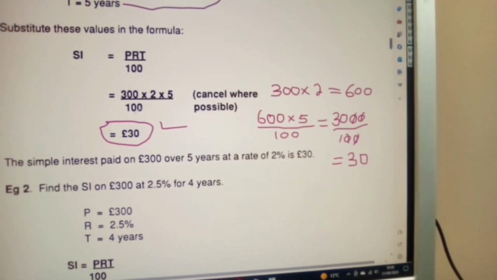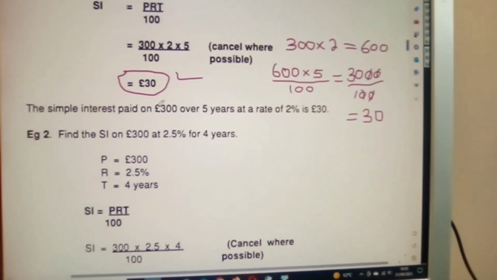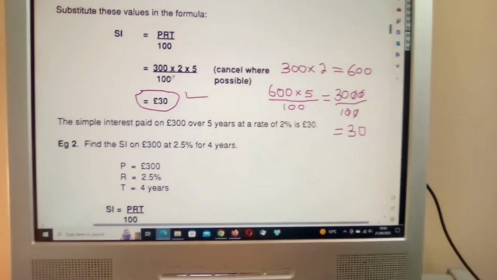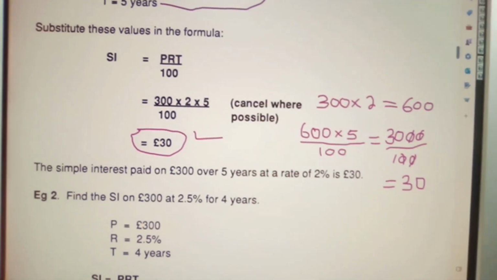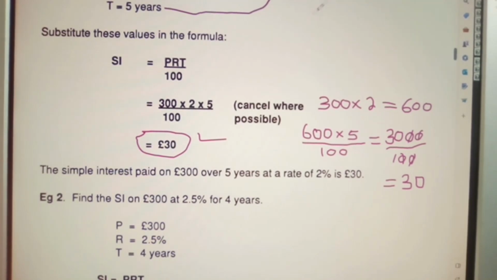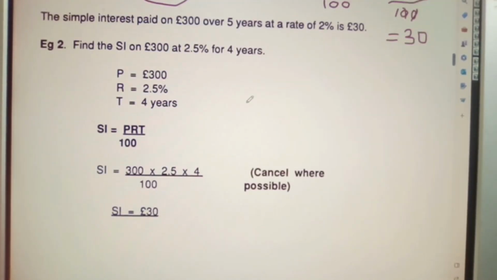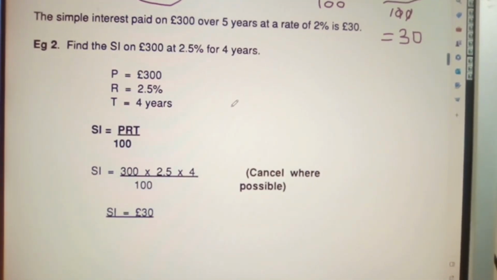Now I take time initially to show you how it's done, because I don't want you to feel lost. Let me just pan back a bit so we can get it all into view. And here we have a similar thing. Same principle applies.